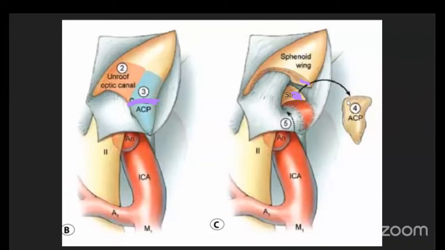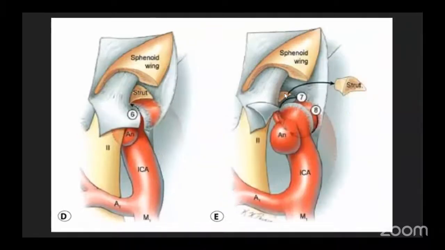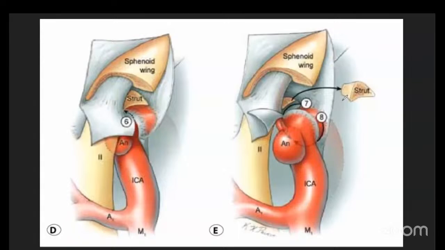Let's show you the next slide. So once we drill this strut away as well, and then the ACP, you can see that this portion is completely clear. And since this surgeon was also doing a de-roofing of the optic canal, they also took the roof of the optic canal away as well. This particularly is important when we want extra access.